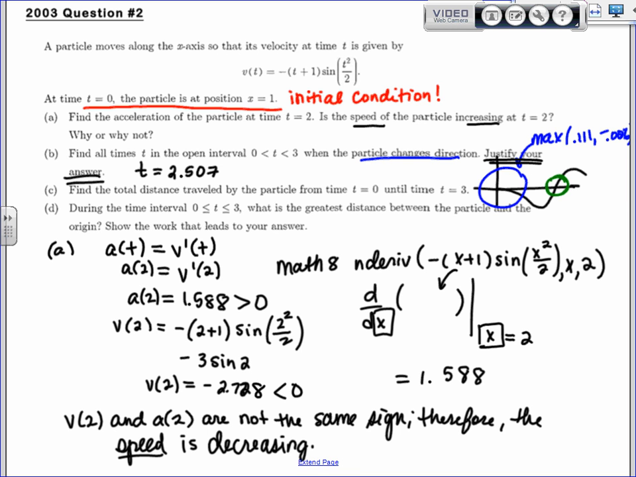The AP Calc test always says that. Usually when it says that, it gives you a point for justifying. So say it happens at t equals 2.507, whatever seconds, minutes, whatever it is, because velocity changes sign. That's all you need to say. You don't need to say positive to negative, negative to positive, or anything like that. You can just simply say the velocity changes sign.